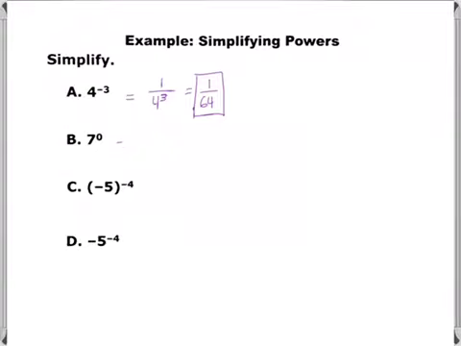Here we have 7 to the 0 power. Anything to the 0 power is automatically 1.